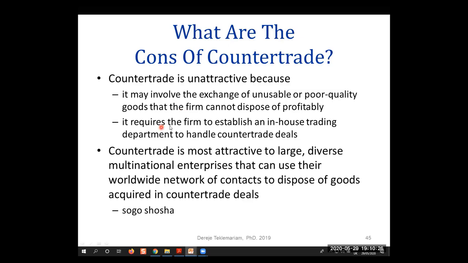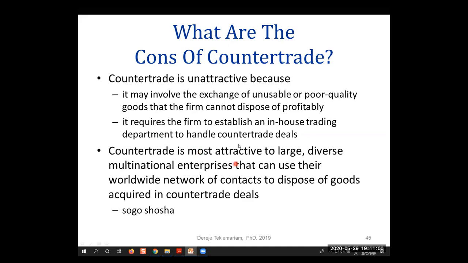The second disadvantage is that counter trade also requires companies to establish an in-house trading department to handle counter deals. It means that if they have some sort of counter deals, then definitely they have to manage them. If they want to manage them, they are forced to open a separate department. Opening a separate department to handle it definitely has its own costs, okay?